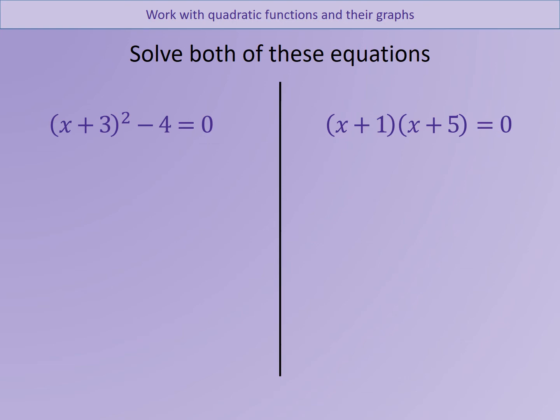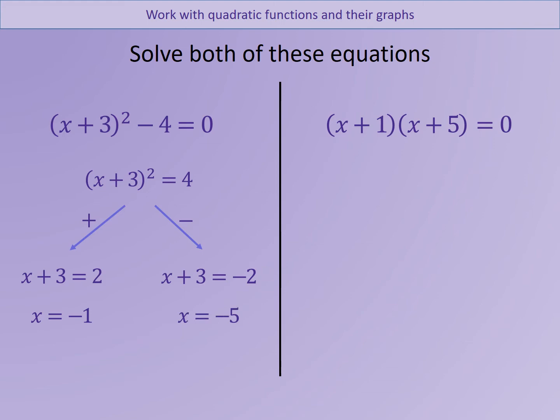So if I was going to solve the completed square version on the left-hand side, the first thing I would do is add 4 to both sides, and then I would take the square root of both sides to give me two values, 2 and -2. Then if I take 3 away from both of those answers to finish off, I would get values of x of -1 and -5.